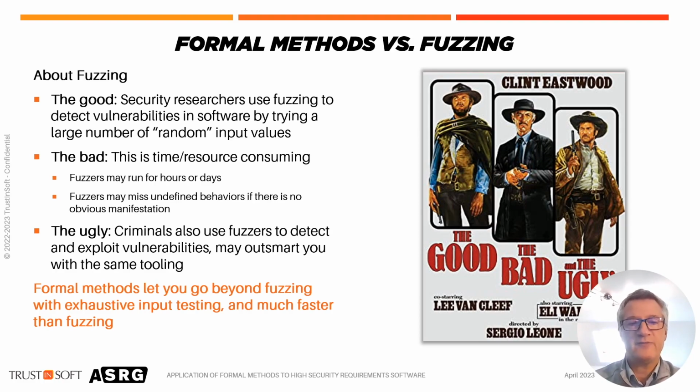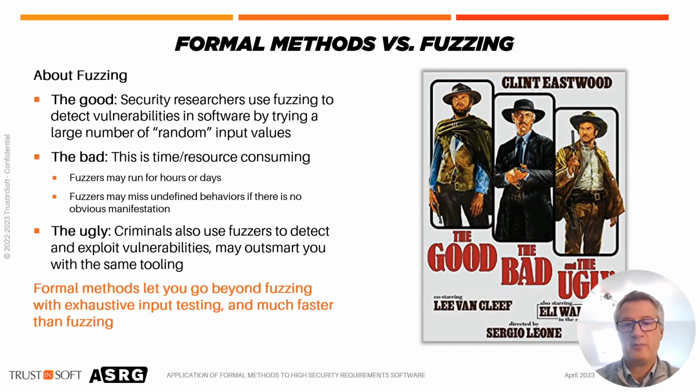The second part is that fuzzers may miss undefined behaviors. They miss robustness problems if there's no obvious manifestation of the problem. Typically, when you have something like a buffer overflow, you don't have an immediate crash of your code, you don't have immediate visibility that something wrong is happening in the code, and the fuzzer may miss the problem.